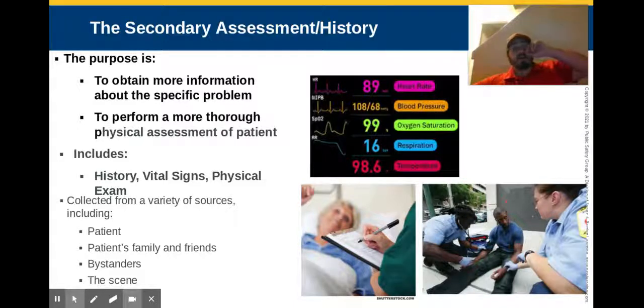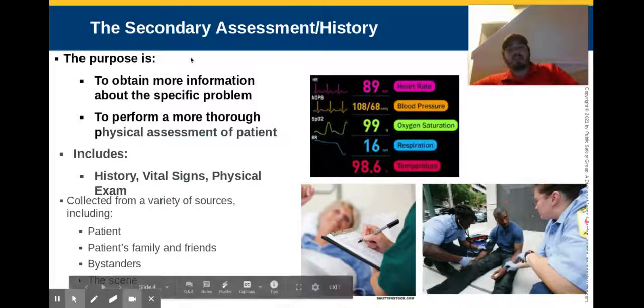We might have to get it from the scene. We see this a lot when we go into people's houses where they're unresponsive or have an altered mental status. We need to be like investigators and look around, look on the fridge, look on the table for medications, those little pill boxes that lots of older people have. So really being investigative. It's also important to use our other resources. If PD's on the scene, have them look around for some information as well.